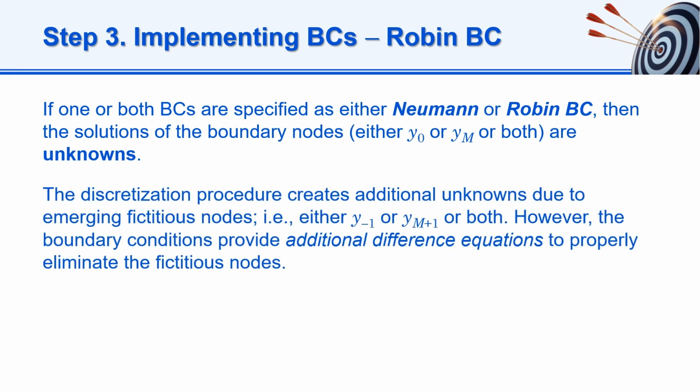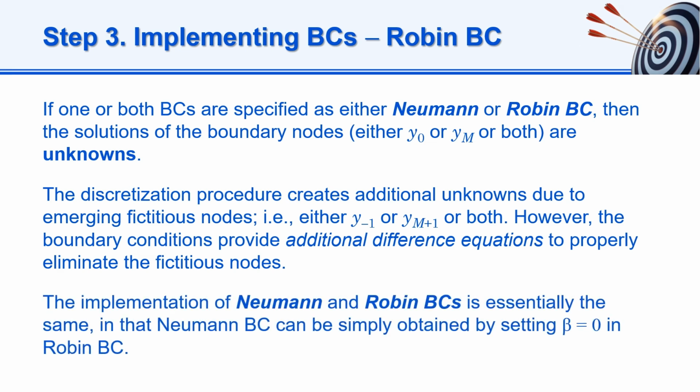The discretization procedure creates additional unknowns due to emerging fictitious nodes, i.e., either y sub minus 1 or y sub m plus 1 or both. However, the boundary conditions provide additional difference equations to properly eliminate the fictitious nodes. The implementation of Neumann and Robin boundary conditions is essentially the same, in that Neumann boundary condition can be simply obtained by setting beta equals 0 in Robin boundary condition.